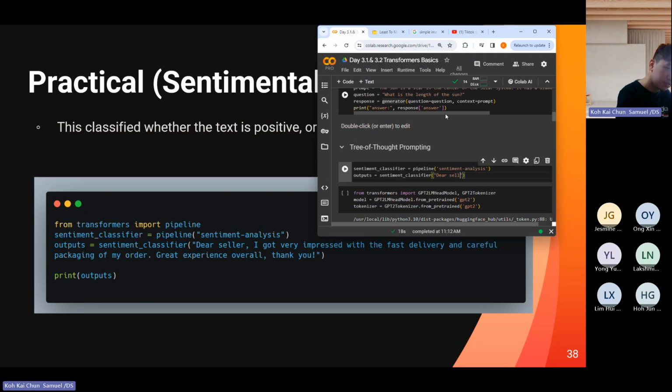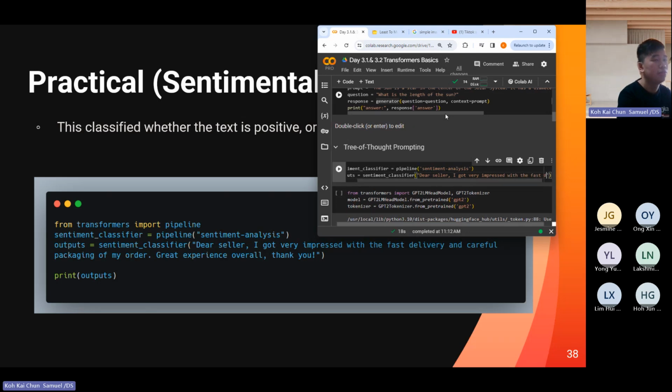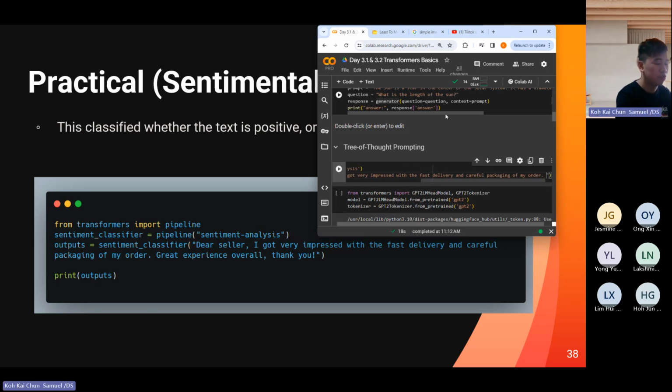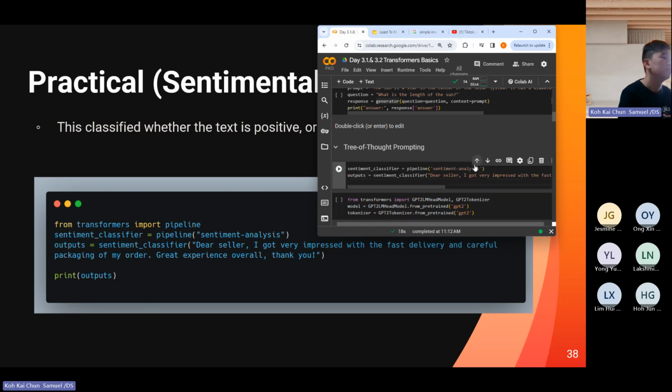So: Dear seller, I got very impressed with the fast delivery and careful packaging of my order. So great experience overall. We try not to make spelling errors for GPT. Try not to make spelling errors and try to make complete sentences. So, print outputs.